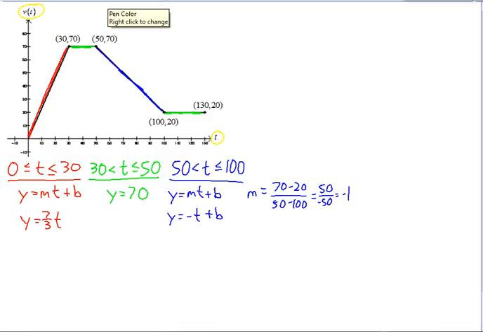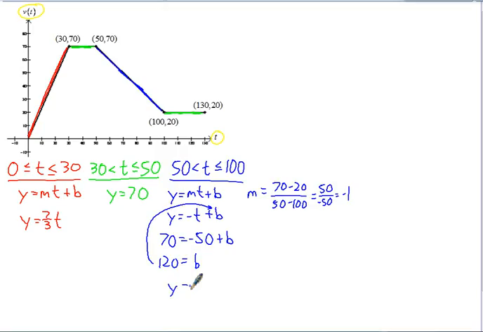And then we can substitute in one of these points, either 50, 70, or 120. So I'm going to use 50, 70. So y is 70 when t is 50. Add the 50 over, gives you b equals 70 plus 50, which is 120. And just substitute that right back in here, so you get y equals negative t plus 120. And finally, the fourth and final piece here starts at 100, less than t, and this one stops at 130. Notice there's no arrow there, and it does actually equal it because it's not an open circle.